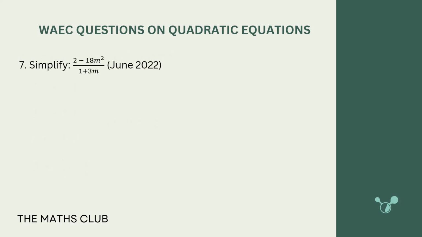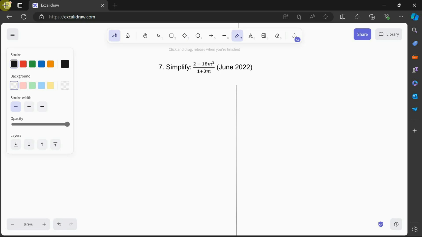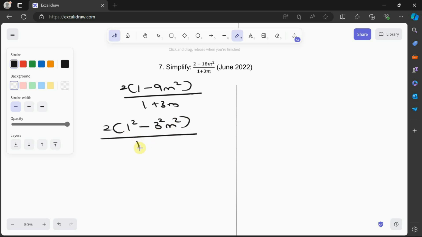Question 7 says that we should simplify 2 minus 18m squared all over 1 plus 3m. When you see questions like this, it is most likely a difference of two squares question. Let's see. From the top, what can we factor out? We can factor out 2. So that will be 2 open brackets, 2 divided by 2 is 1, 18m squared divided by 2 is 9m squared, all over 1 plus 3m. So this top is like saying 2 open brackets 1 squared minus 3 squared m squared all over 1 plus 3m. You can see squares. This is difference of two squares, and you can see minus is the difference.